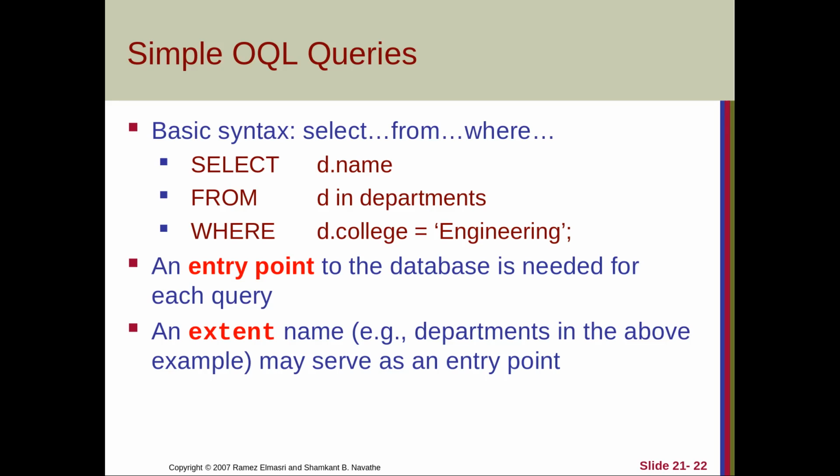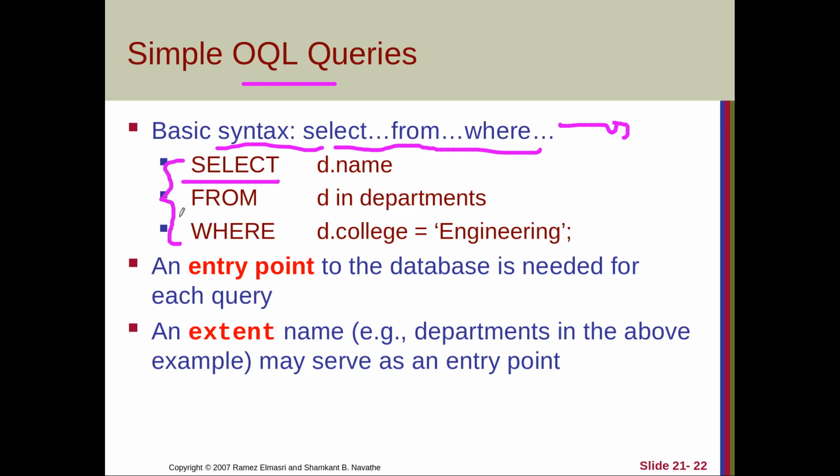Now we will see some simple OQL queries. The basic syntax of an OQL query is select from where, which is similar to SQL. We know select from where, for example: select star from student where roll number equal to 10, or select star from employee where salary greater than 10,000. The same syntax is followed in OQL also, but there are some differences. We will see each section separately.